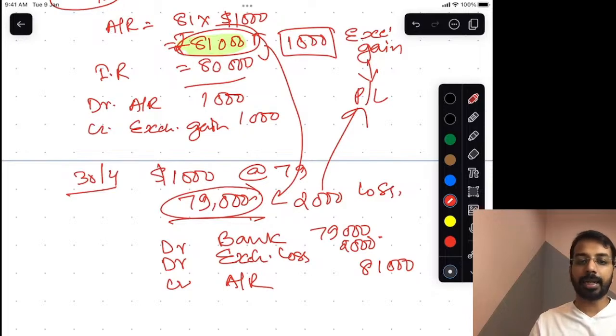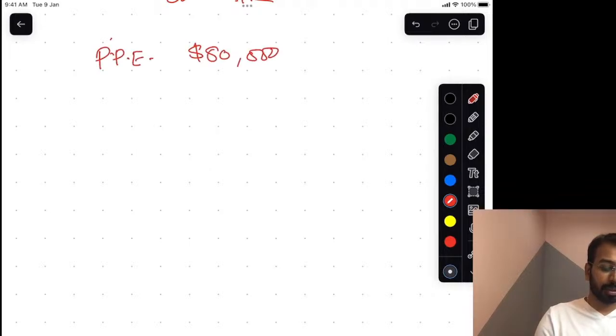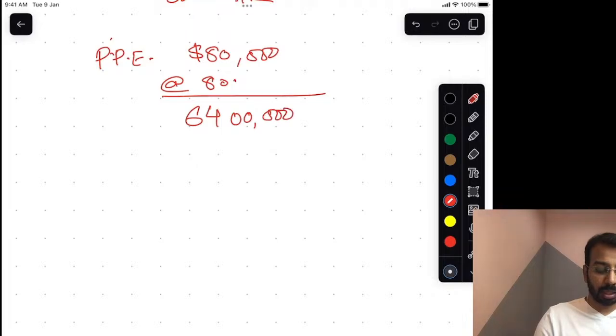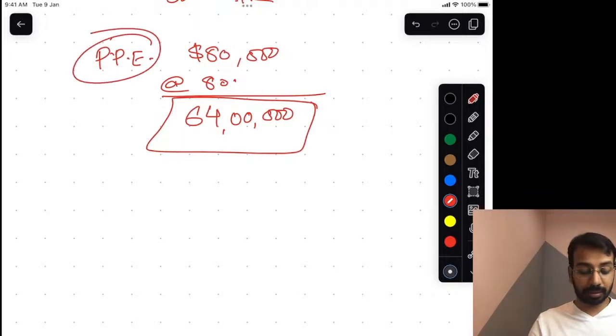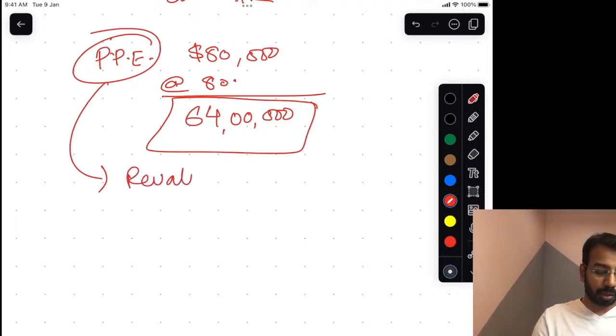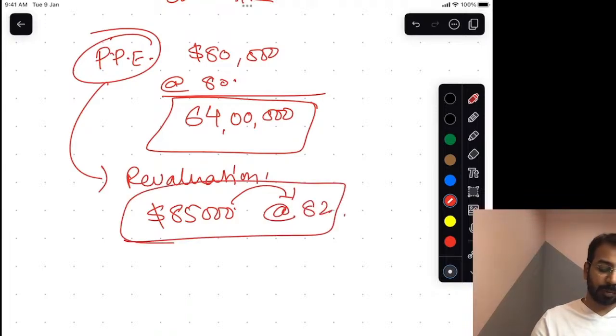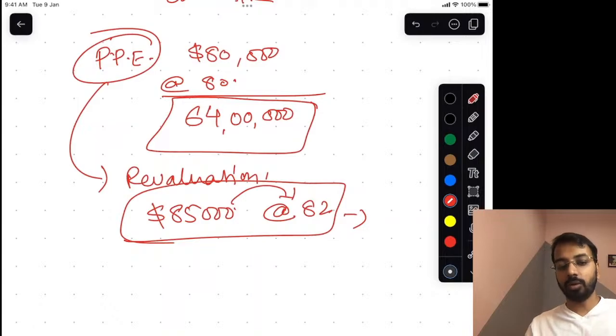So what do we do with non-monetary items? If there is a non-monetary item, for example, you have purchased a PPE at $80,000 when the rate was 80, so 80 times 80,000 is 64 lakhs. You will continue to measure it at a cost of 64 lakhs only, you will not change. So if it is a non-monetary item, you will not change. But if, let us say, this PPE I am using the revaluation model, and on the date of revaluation the value became $85,000, then for the same date I have to take the rate, let us say at 82, and this will become the carrying amount or the value going forward as well.